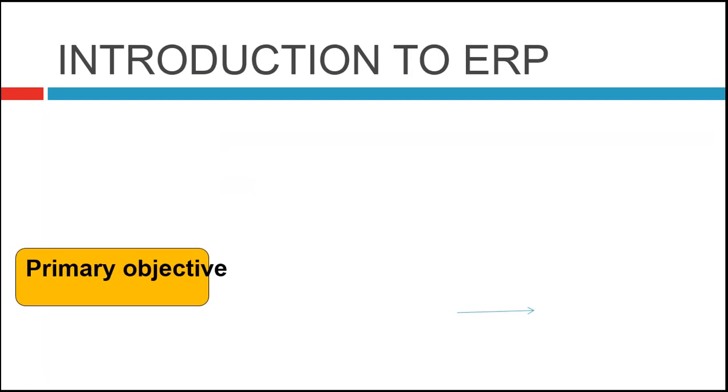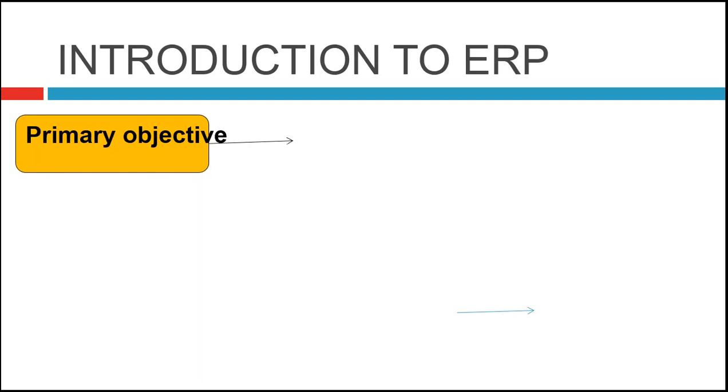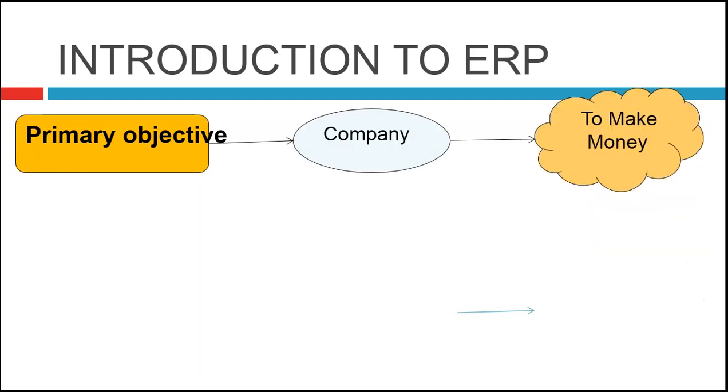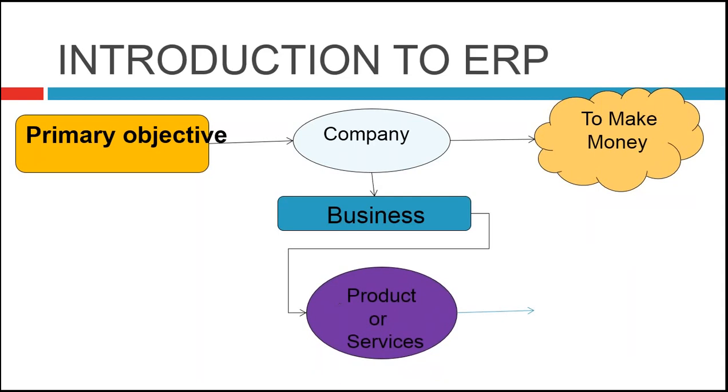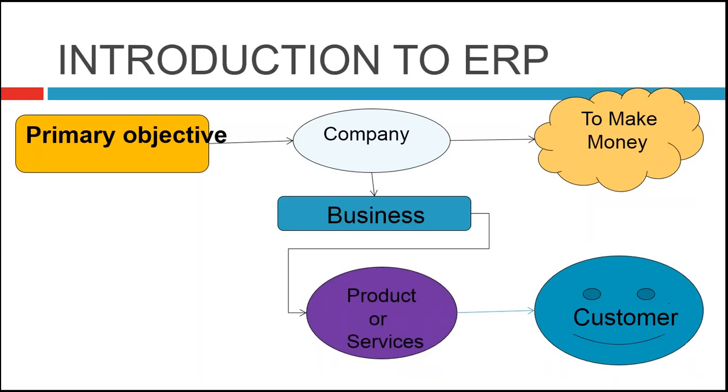Before starting the introduction about the ERP system, what is the main primary objective of each company? The main primary objective of each company is to make money. How do they make money? By doing business. How can the company do business? By manufacturing a product or giving a service to the customer.